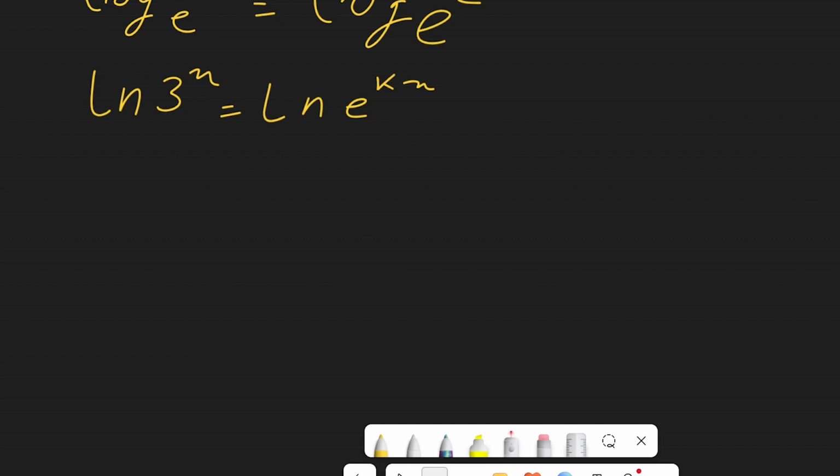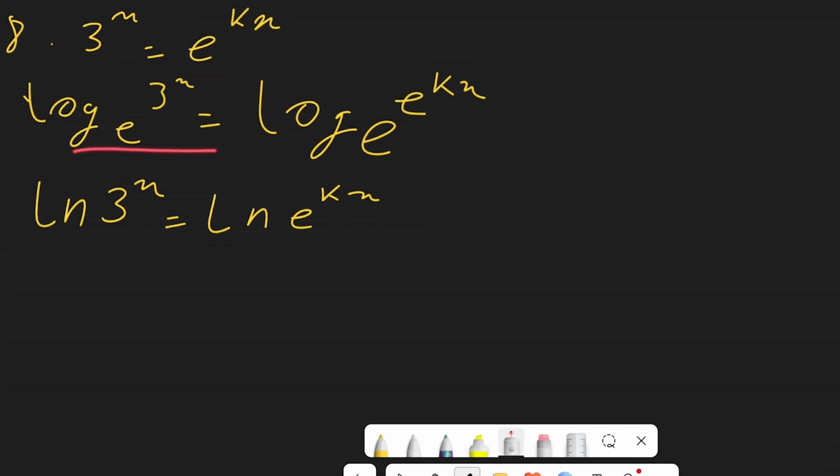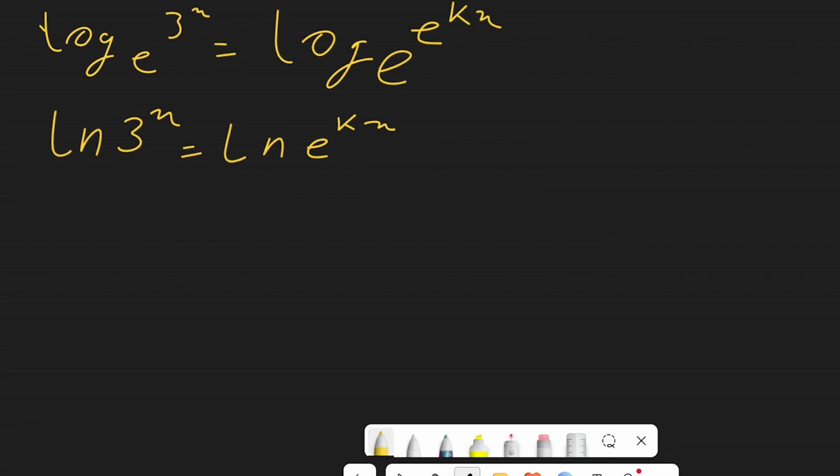Now if we break it down, we can see that there is log of 3 to the base e, and then we have a power x. This power x can be separated by bringing it down, so we get x ln 3. Over here we also have a power, so this would also be brought down. It would be kx ln e.